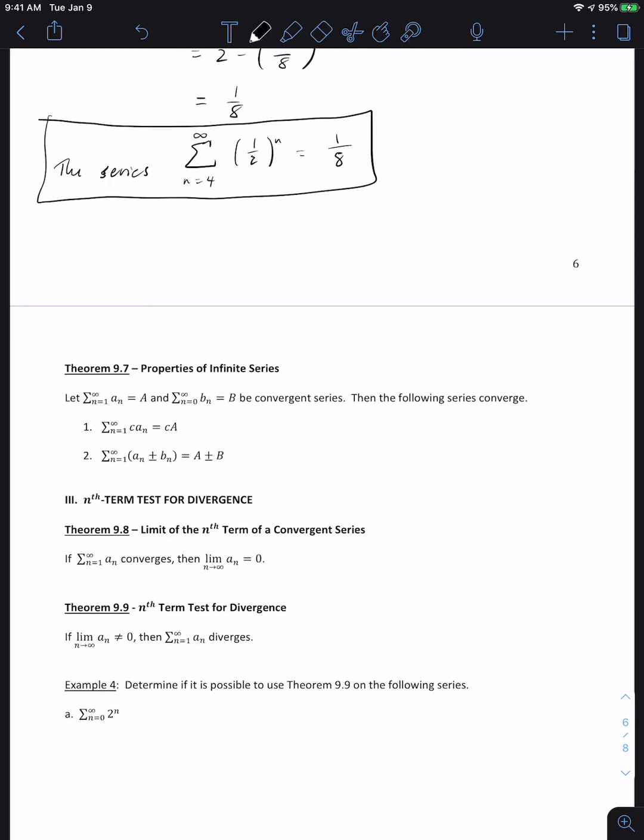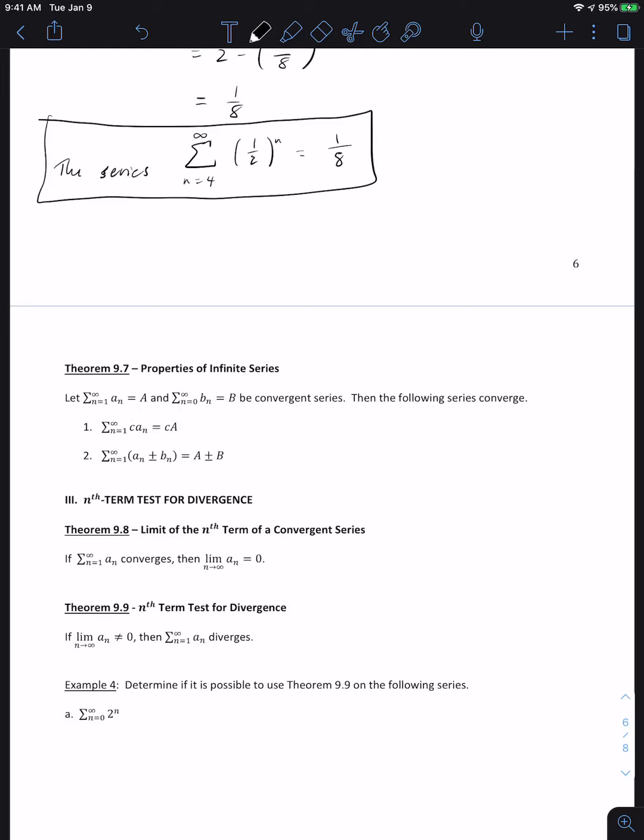So theorem 9.7 is some properties of infinite series, and basically what it says is, if I have two series where the first one adds up to A and the second one adds up to B, and they're both convergent, then if I do a constant multiple out front, I could factor out that constant multiple from every term, and I would get that it's equal to C times A. So multiplying every term by C is the same as multiplying the whole sum, the final answer, by C. Again, what you would expect.